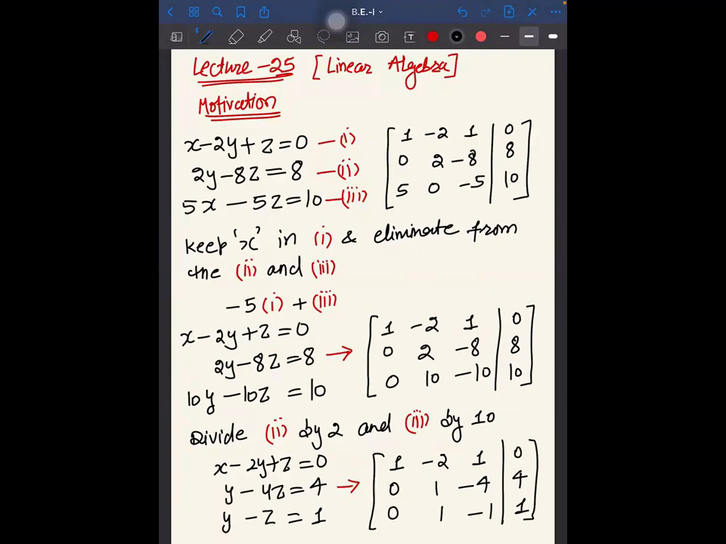Now you see that y is present in the second and the third one. So what are we going to do? Now we shall have a treatment for the y as well. We'll keep y in the second equation and remove it from the third equation. How can we do that? We'll simply subtract the second from the third. So our next step is to remove y from the third. This can be done by third minus second.